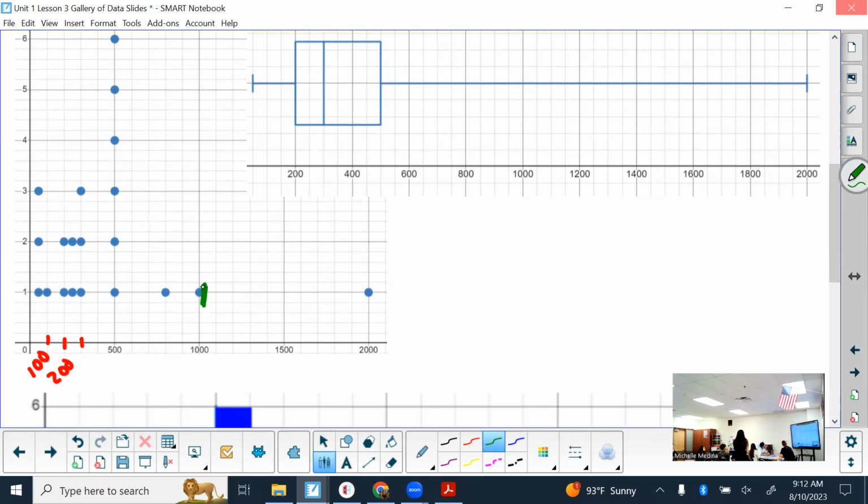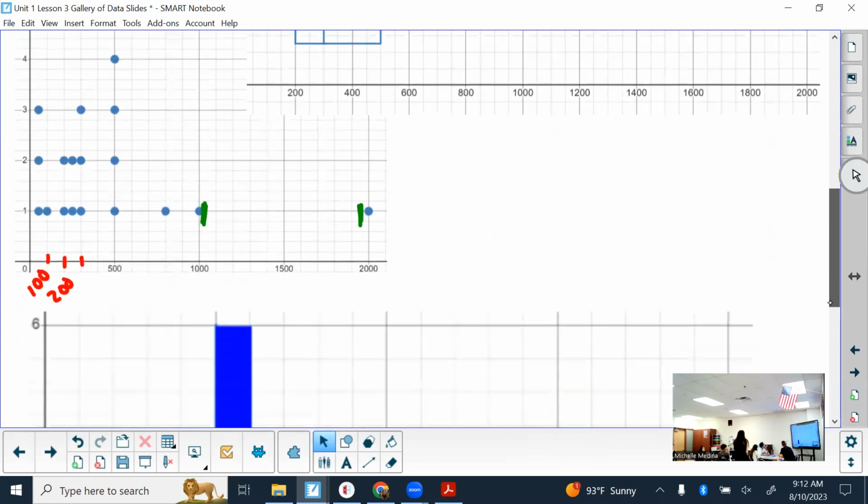Because even though we had no data from here to here, I can't just jump to 1,000 and I'm counting 500. Does that make sense? I should be able to see that there's a big gap in the data. The histogram, it's up to you what you want to count by.